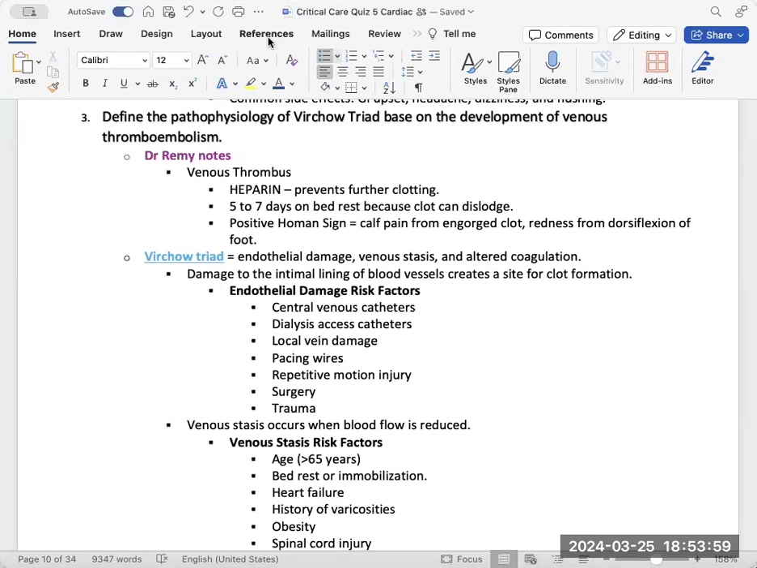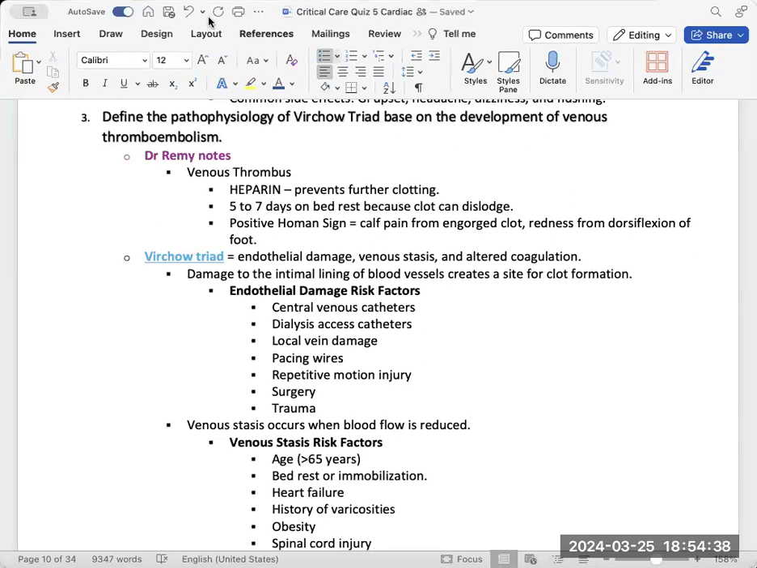And they could have something called a positive Homan sign, which is basically when you take your foot and push it towards you, and it's going to cause pain in the calf. But it's not typically recommended, though it can cause redness and pain. But Virchow's triad is 3 things, right? 3 things which relate to how someone gets a venous thromboembolism. That's why we have these interventions when they have it, so we can prevent problems. But now we need to understand how it can be caused. So that's what we do when they have it, and now we're looking at how it's caused.